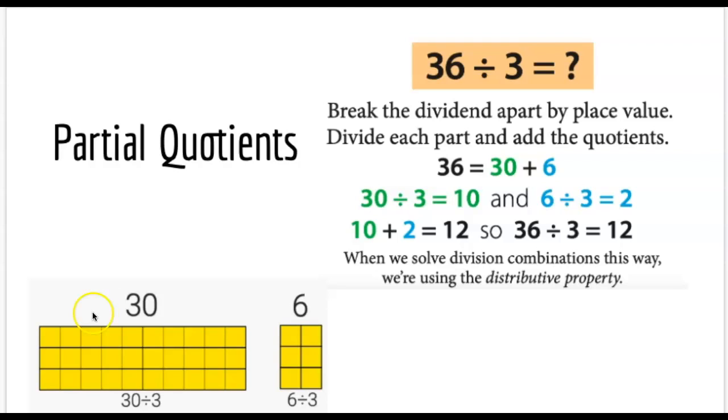So here we have 30, and if we divide it by 3 or divide it into 3 equal rows, we know there'll be 10 in each row. And here, if we take 6 and divide it into 3 equal rows, there will be 2 in each group. So 30 and 6 divided by 3 is 10 plus 2, or 12. You might recognize this again as using the distributive property.